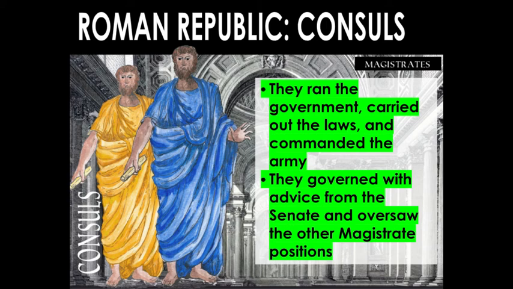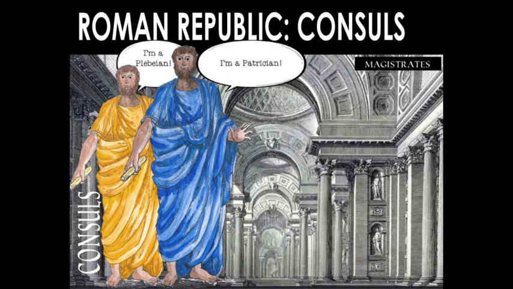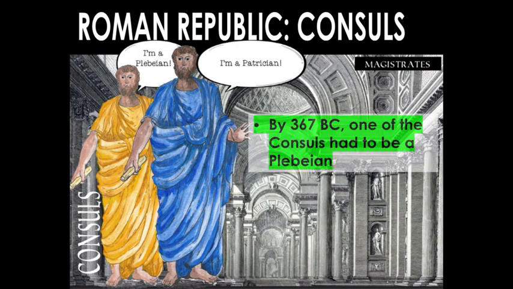So again, these are kind of the overseers, as we said, kind of the executive branch. You maybe kind of relate them to Mr. Parker and our vice assistant principals, our top of the food chain here in the school, for example. So one is plebeian and I am patrician. By 367 BC, one of the consuls had to be plebeian, as we discussed last week.